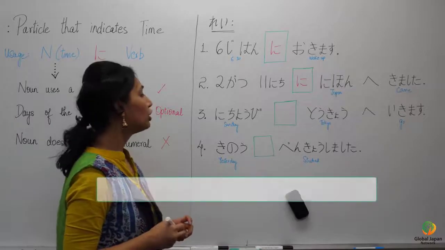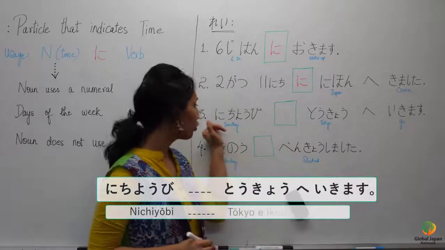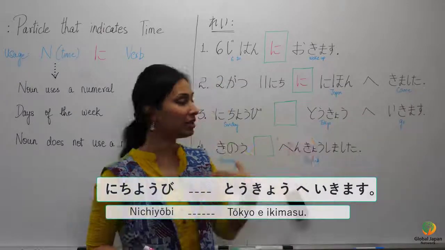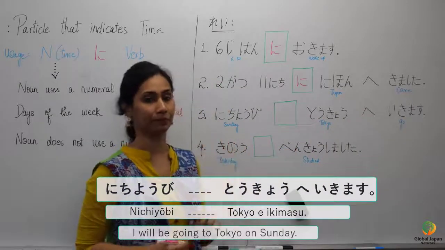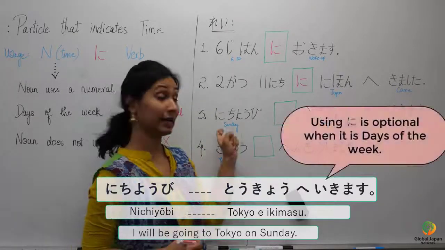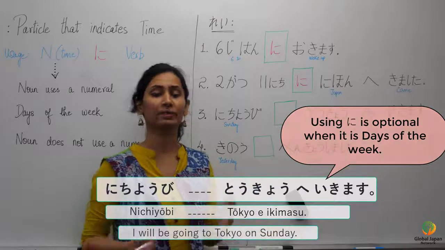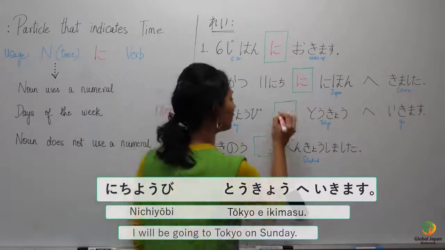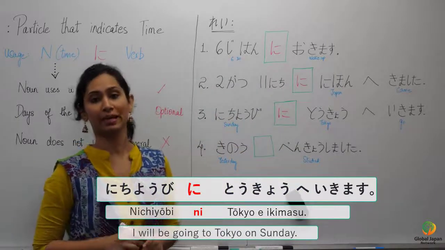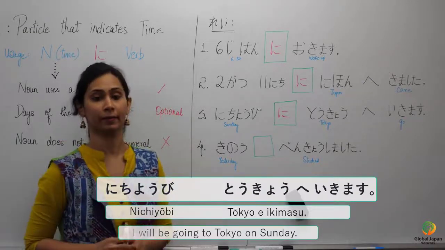Third example. Nichiyobi, Tokyo e ikimasu. Nichiyobi means Sunday. Tokyo is Tokyo. Ikimasu, go. I will be going to Tokyo on Sunday. Should ni be written here or not? It's days of the week. It's okay to write ni, or you can also frame the sentence without ni. I would write ni particle and read the sentence first. Nichiyobi ni Tokyo e ikimasu. Or Nichiyobi Tokyo e ikimasu is also okay.